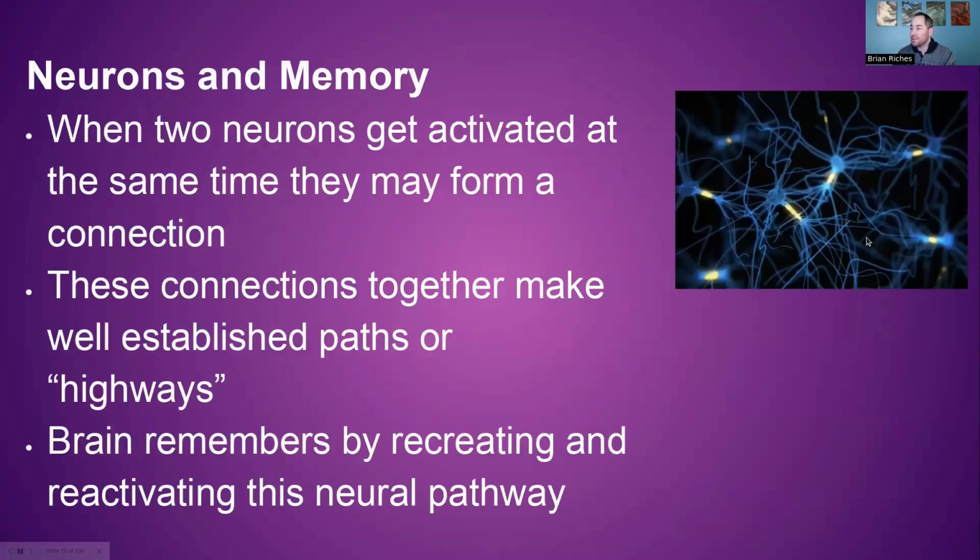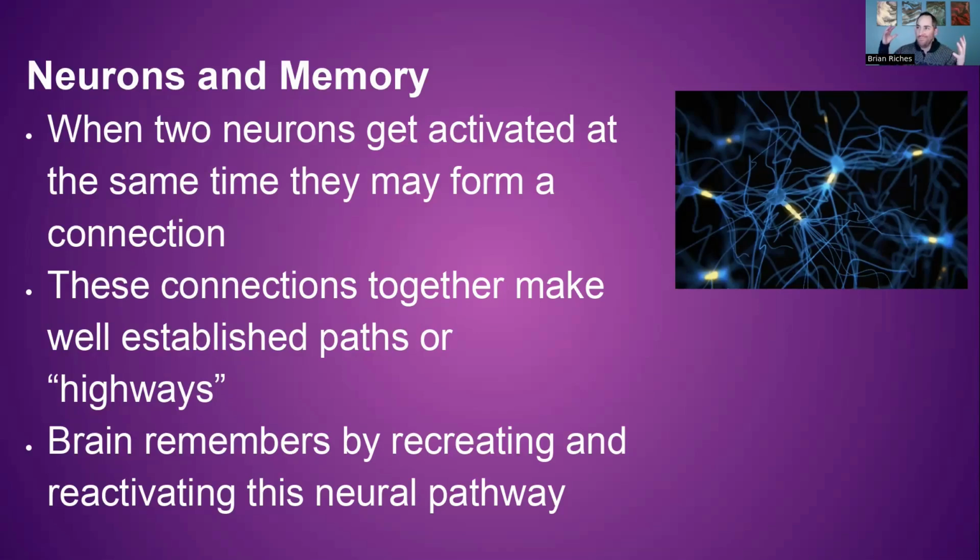So when two neurons get activated at the same time, they might form a connection. They might start reaching out, and then because they're both being activated at the same time, they might connect up and become part of a network. So essentially, these connections for things like habits or memories specifically today is what makes those well-established paths or highways. So it makes a network for a given memory. So the brain essentially remembers by recreating and reactivating that same pattern of neurons.